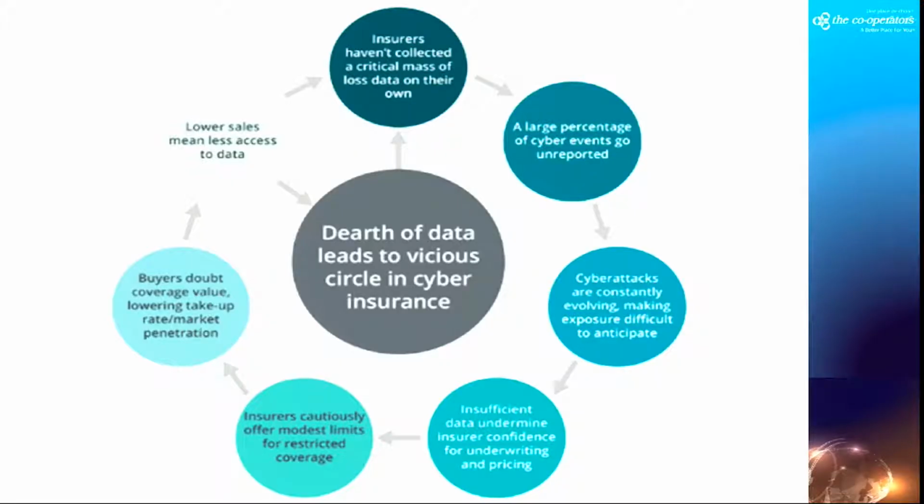So I've got a figure here that was made by Deloitte. Sorry, some of the colors didn't work out there. But I'll go through it. It's about the negative feedback loop that's produced by a lack of cyber loss data. If we start at the top circle of the diagram, it says that because cyber risk insurance is new, insurers haven't collected a bunch of their own loss data. So they need to look externally for cyber loss data.